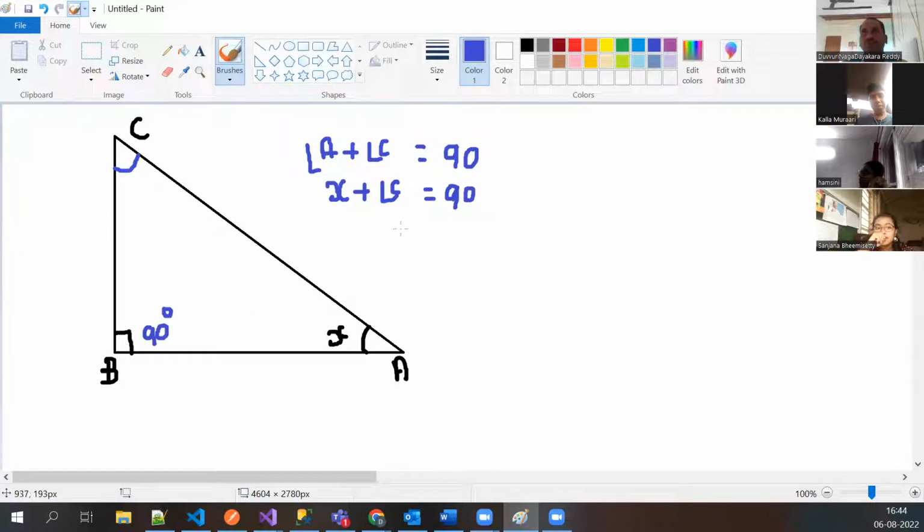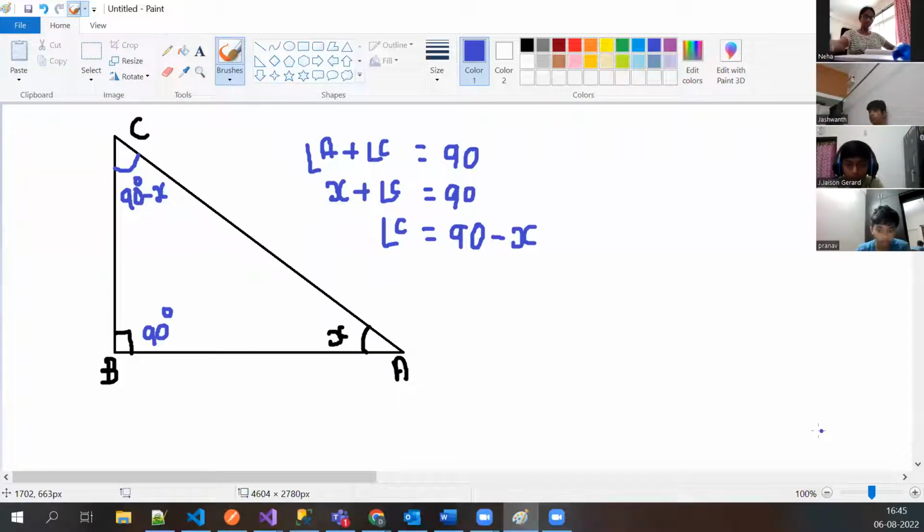Children, I think you people are sleeping or not focusing. This is a basic thing which I asked. 90 minus x. So this angle is 90 degrees minus x. Is it clear, everyone? Yes or no? Yes, sir. Okay.